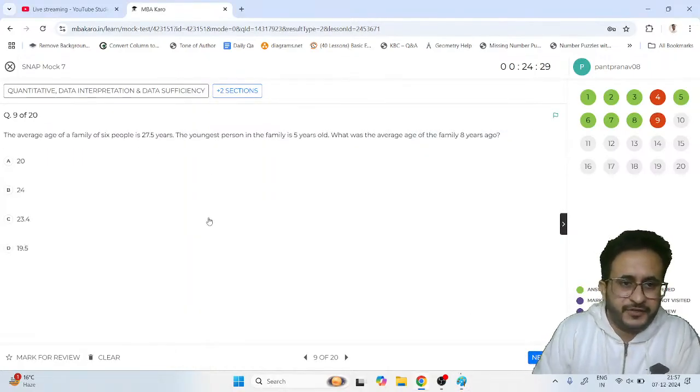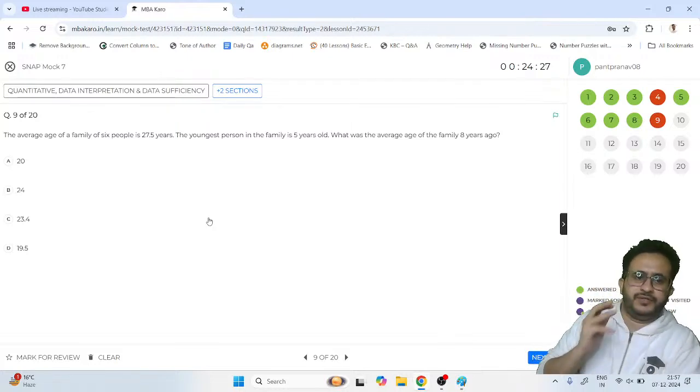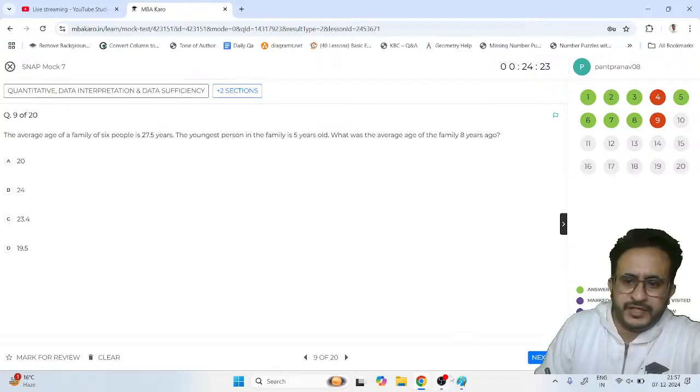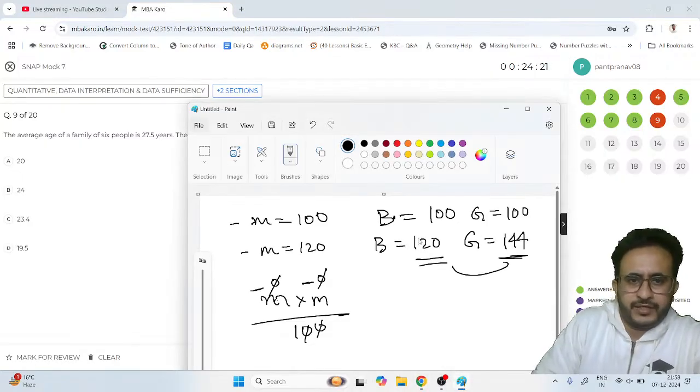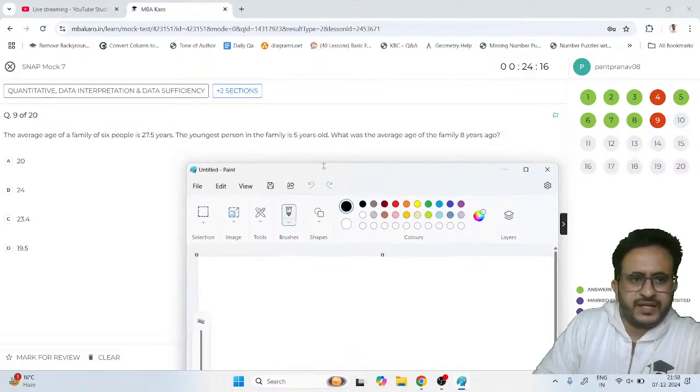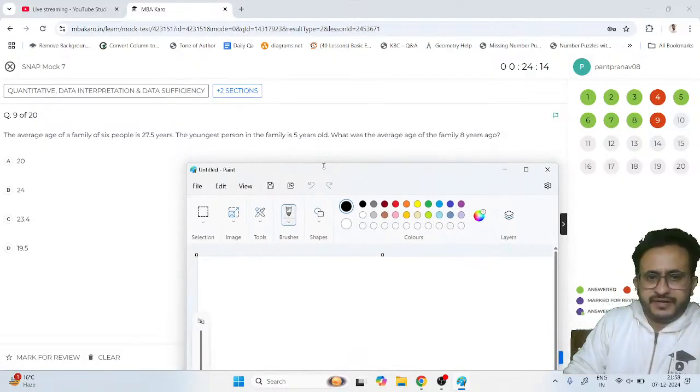The average age of a family of six is 27.5 years. The youngest person is 5 years old. What was the age of the family 8 years ago? All right, so let's see this. Average age is 27.5 years.